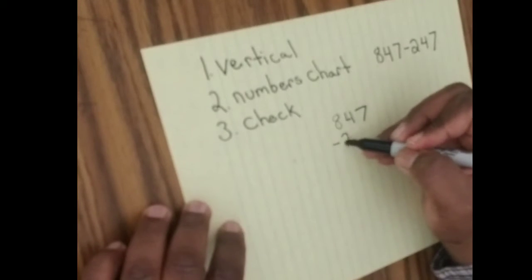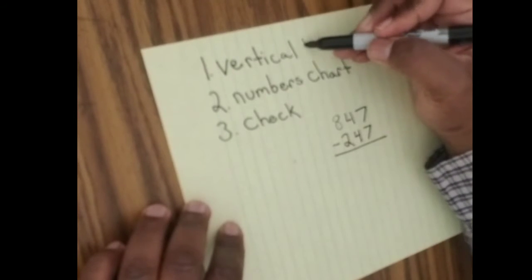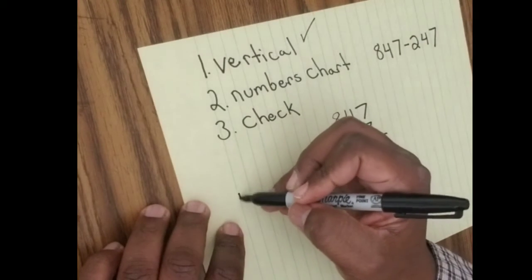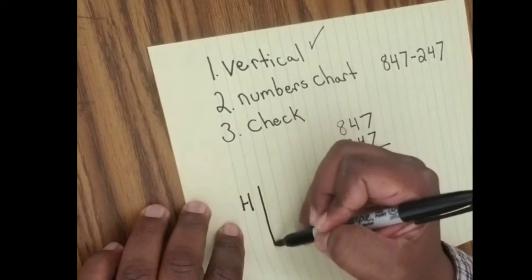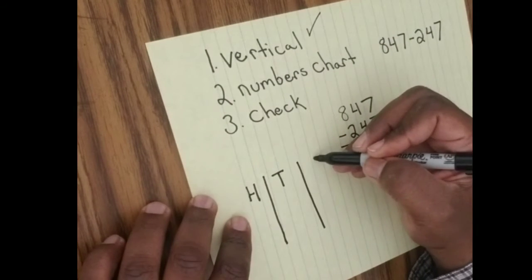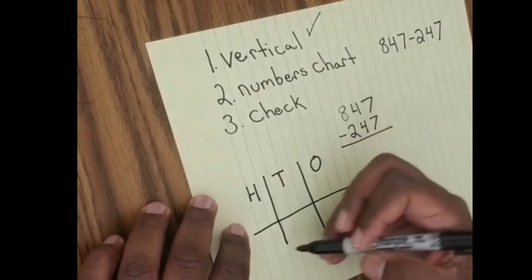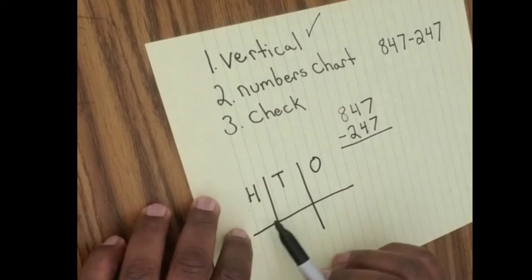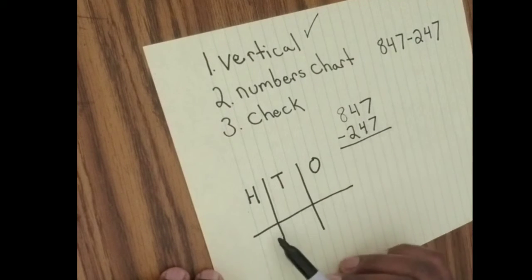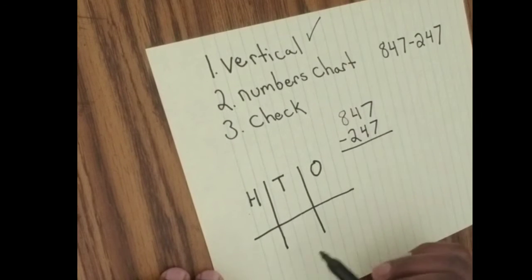847, take away 247. Write it down just like that. Check. And then I'll create my numbers chart using the hundreds, the tens, and the ones. And then I'll draw a line. Looks like tic-tac-toe. Above the line is going to be our top number, which is 847. Then our bottom number is going to be under our line, which is 247.